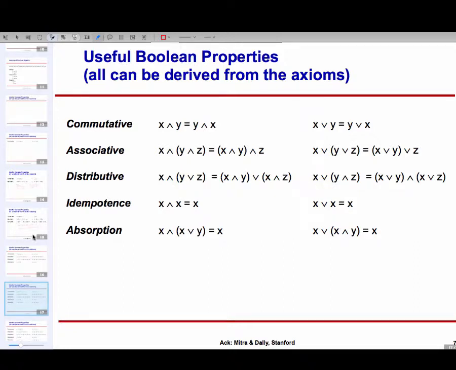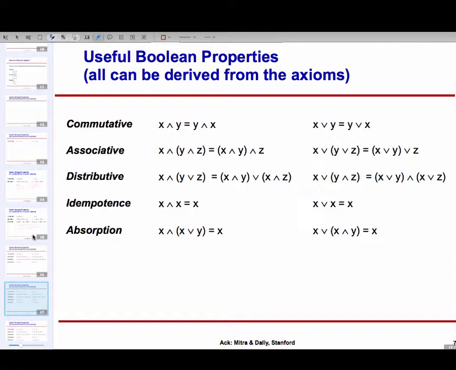Absorption. Absorption says x and (x or y) is x. So let's think about it. Why is this true? Well, the y can take two possible values. Y can be 0 or y can be 1. Let's take the case y is 0. X or 0 is the same as x, and then x and x is the same as x. So for y equal to 0, this is true.